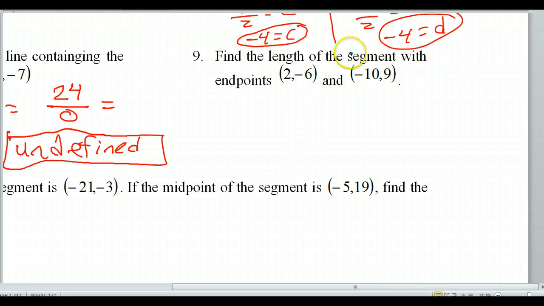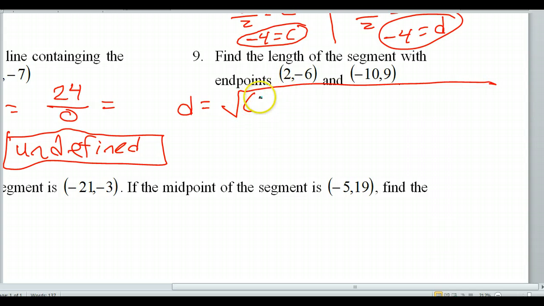Alright, number 9. Find the length of the segment with these endpoints. How will I do number 9, you guys? The one with the radical. Yeah, the distance. Alright, length is the same as distance. So I'm going to do that distance formula. So distance equals square root of. So I'm going to do x minus x. So that'll be like 2 plus 10. The second number is negative, so I make it plus, squared. And then I do y minus y. So that's negative 6 minus 9 squared.